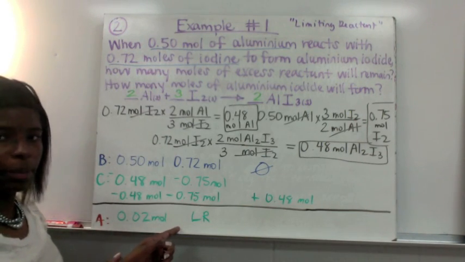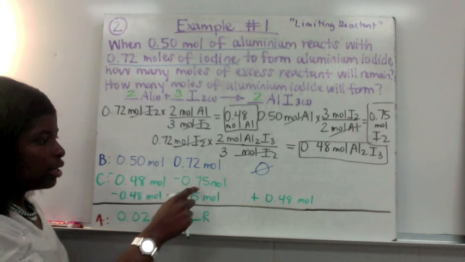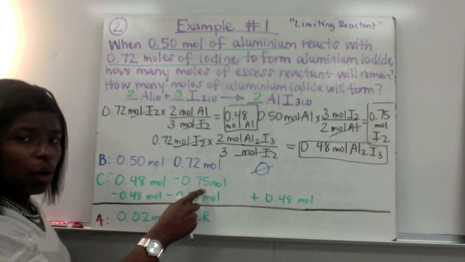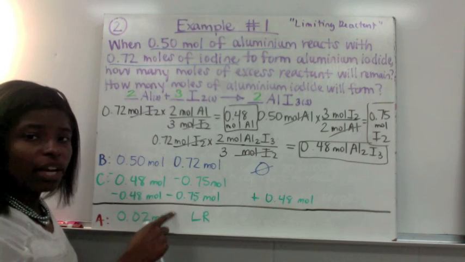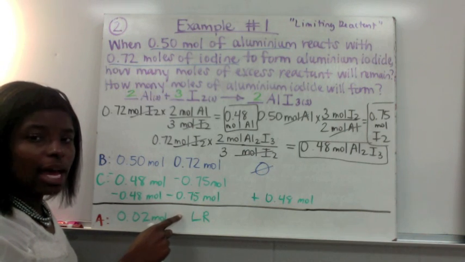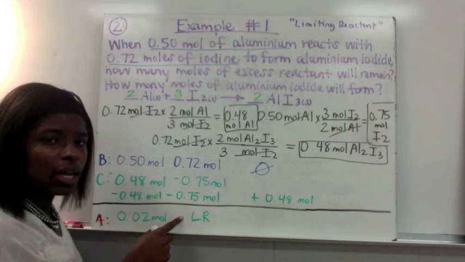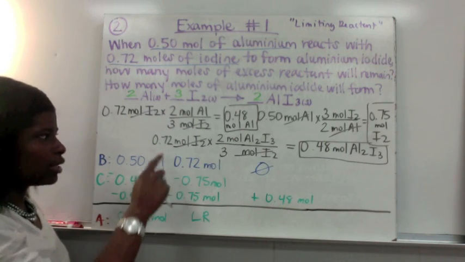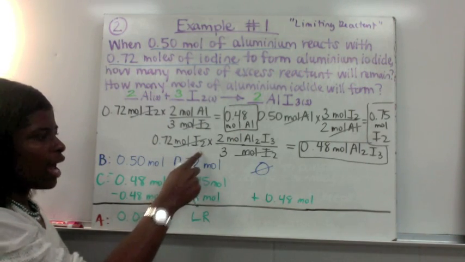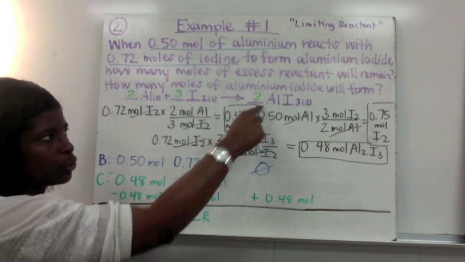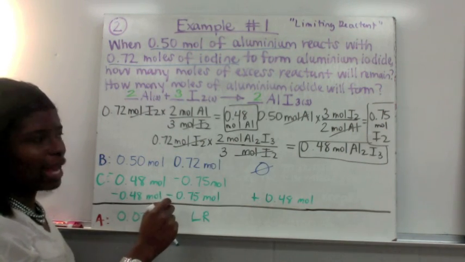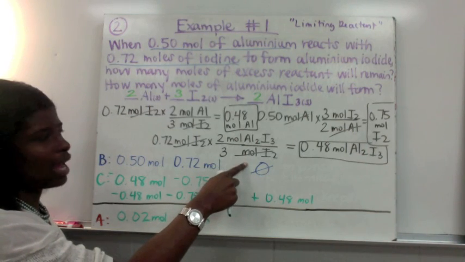So this is your limited reactant because it's saying that you're going to need 0.75 moles for the reaction to actually occur, and you only have 0.72 moles. So whichever one is your limited reactant, you're going to use that amount of moles in order to calculate your products. So here you only have one product, so 0.72 moles of iodine, which was given in the beginning, is going to be multiplied by the ratio of 2 moles of aluminum iodide to the 3 moles of iodine.